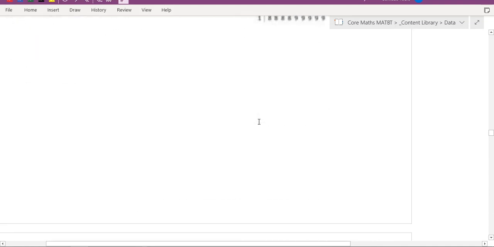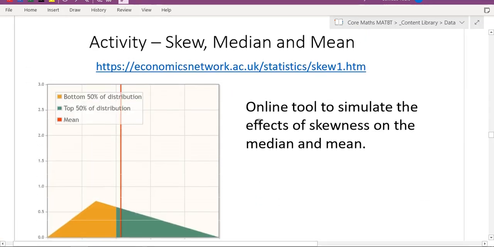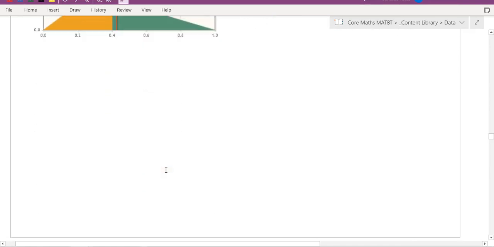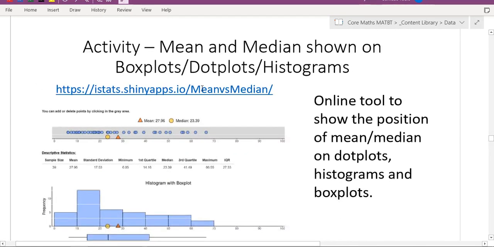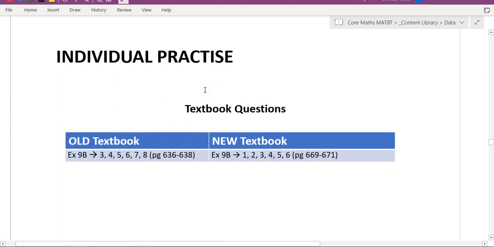Okay, let's keep going. I won't get you guys to do these, but if you really want to, you can check out those links on your laptops and see how the skew changes with these graphs. They're really good interactive ones as well, so just go ahead and check it out. But I think most people have completed 9B.